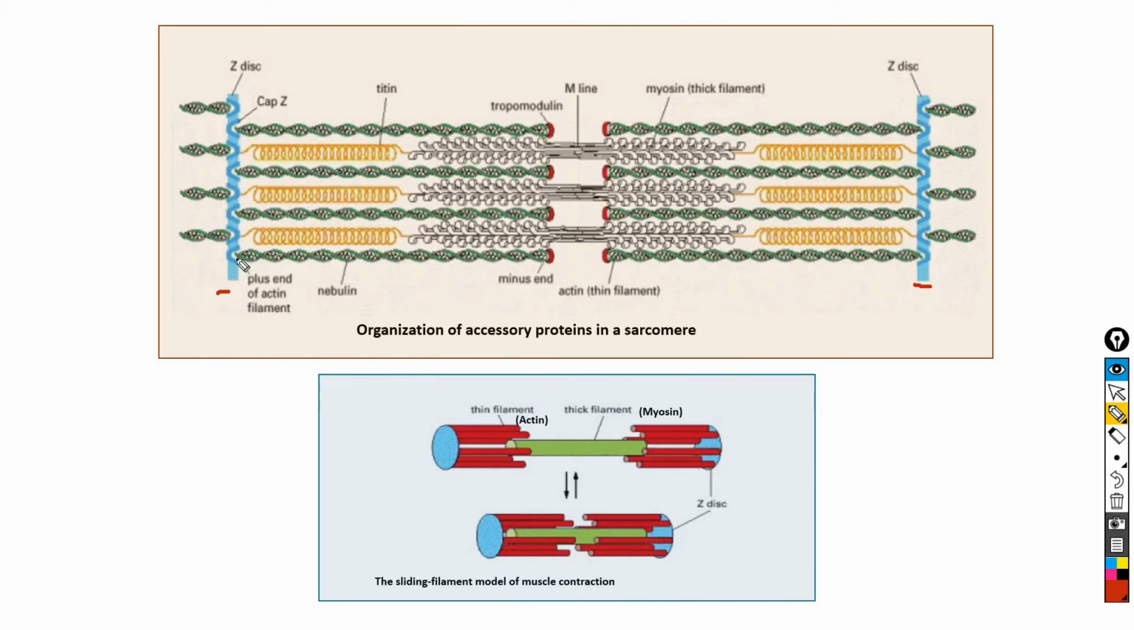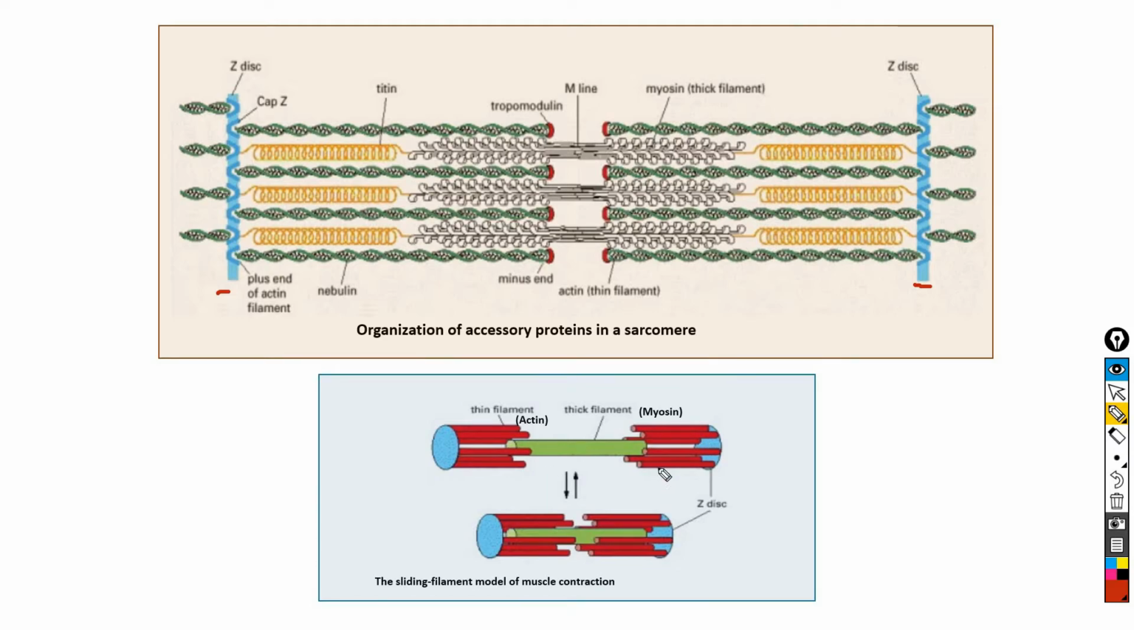Actin filaments have two ends, the plus end and the minus end. The plus ends of actin filaments are attached to the Z disc at both ends. As you can see here, at this end the plus end of the actin filament attaches to this Z disc, whereas at this end the plus end of the actin filament attaches to this Z disc. The minus end of the actin filament is capped with tropomyosin, and the capped minus ends of the actin filaments extend in towards the middle of the sarcomere, where they overlap with the thick filament, as you can see here.